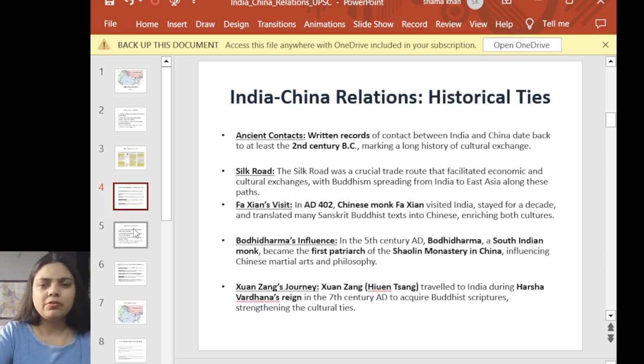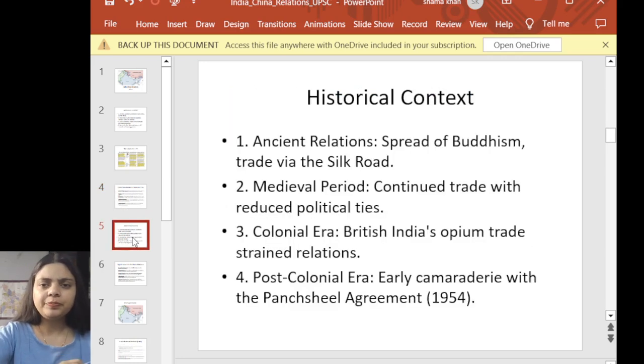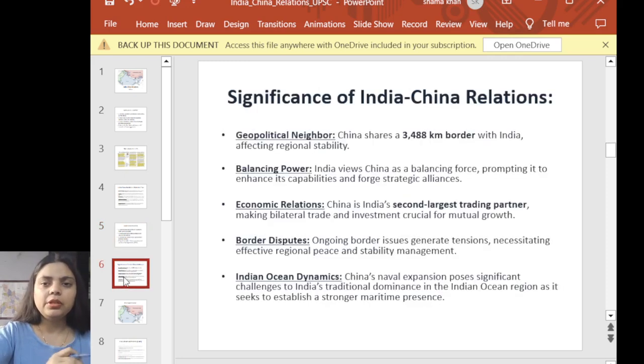So this was the fodder which you can look at, like the spread of Buddhism and trade via the Silk Road. In medieval times we have seen that trade was continuing, while political ties reduced. In the colonial period we have seen the opium trade. For all these points, we could have one lecture on each topic, so I don't want to dwell so deep into that. Rather we will just have an overview.